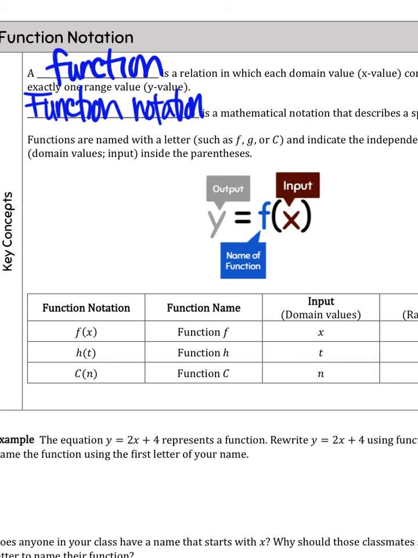The way that you say this is f, which is the name. I'm going to highlight that in blue. Of x, which I'm going to highlight in y. Again, you say f of x.